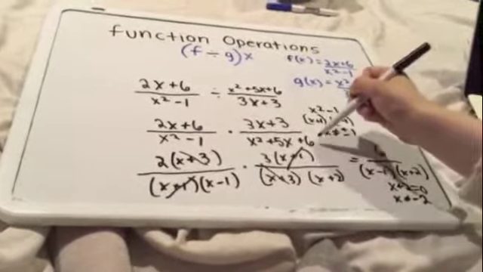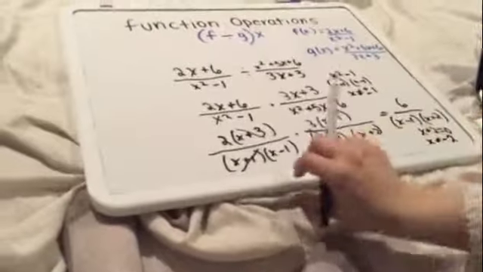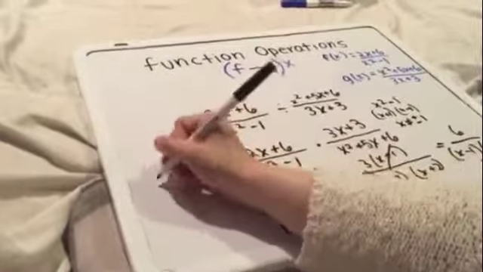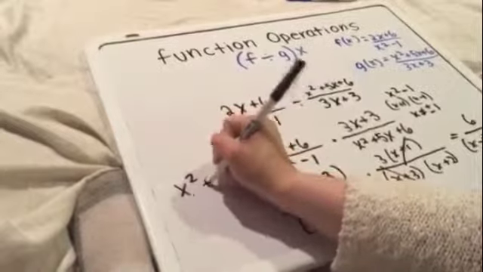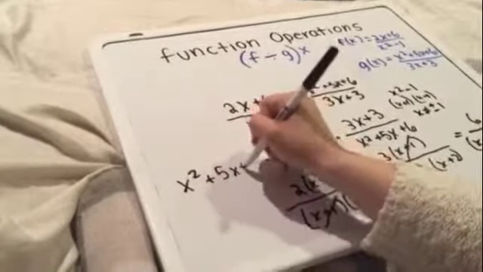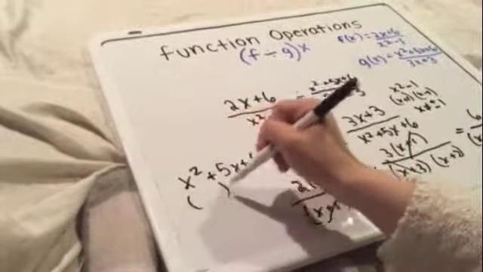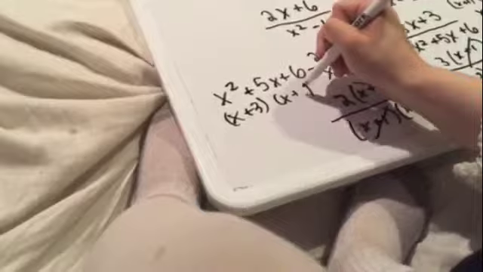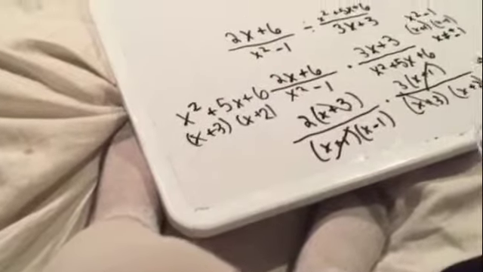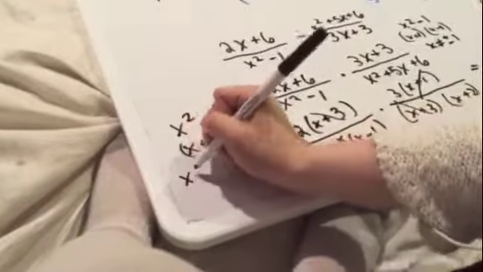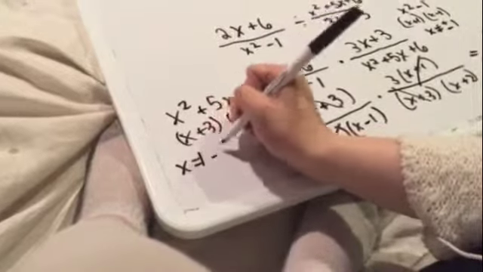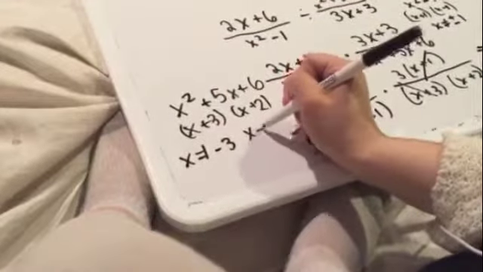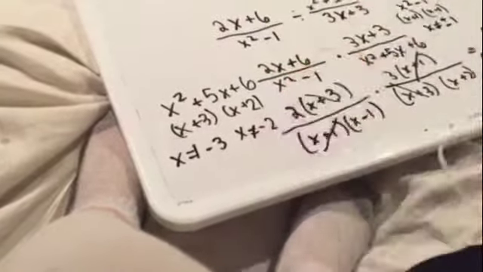We're now going to plug into this, x squared plus 5x plus 6. When we factor that, we're going to get x plus 3 and x plus 2. When we set them both equal to 0, we get that x cannot be equal to negative 3 and x cannot be equal to negative 2. Are there any other function problems?